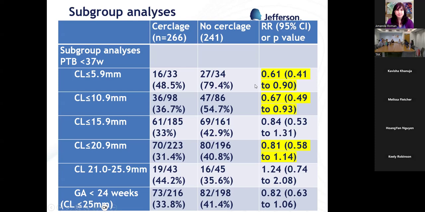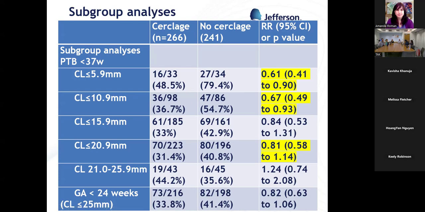This is the IPD data that we have submitted, confirming that at less than or equal to 10.9 millimeters, there is significant benefit, and we're doing that already. Singleton, no prior preterm birth, very short cervix. The question is, should we at some point creep it up to 15 or 20? This is not significant though, but certainly looks like a benefit. And at 21 and after, there is no benefit.